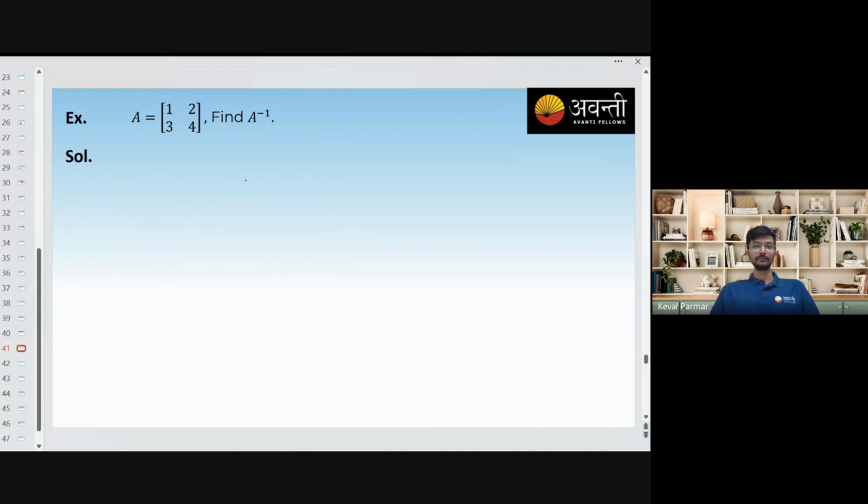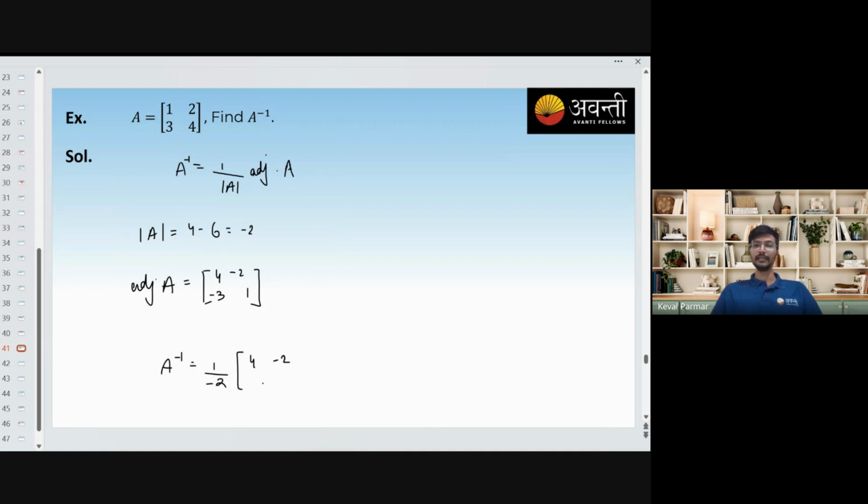Next one. Find A inverse. What was A inverse? It was 1 upon determinant of A into adjoint of A. What is determinant of A, guys? It is 4 minus 6, which is -2. What is adjoint of A? I hope you remember. Adjoint of A, interchange the principal diagonals and sign change others. So A inverse will be 1 upon determinant of A into adjoint of A.